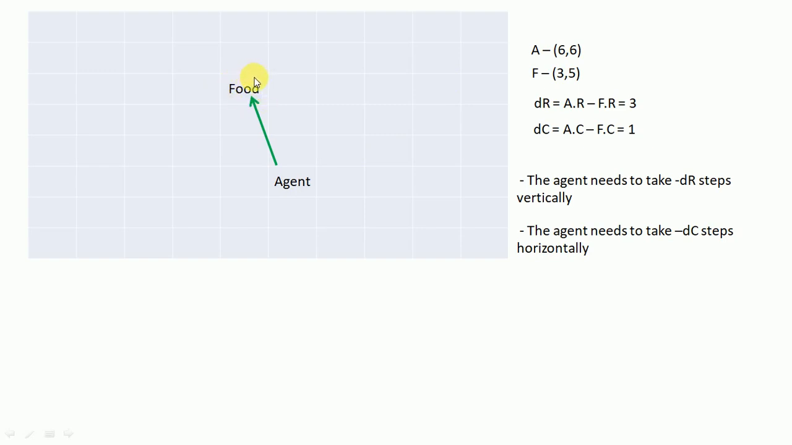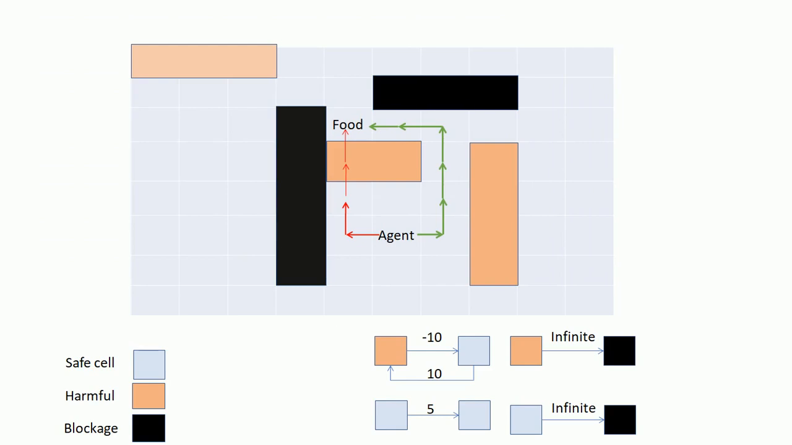If you don't know the location of food, this variable is unknown, right? So this algorithm will not work. This algorithm is perfect for a simple case like this, but it may not work when things get complicated. So ideally, nobody plays simple games. You will have a complex world, and you might have some blockage cells, you can have some harmful cells wherein the agent loses some part of his life, or almost all part of his life.